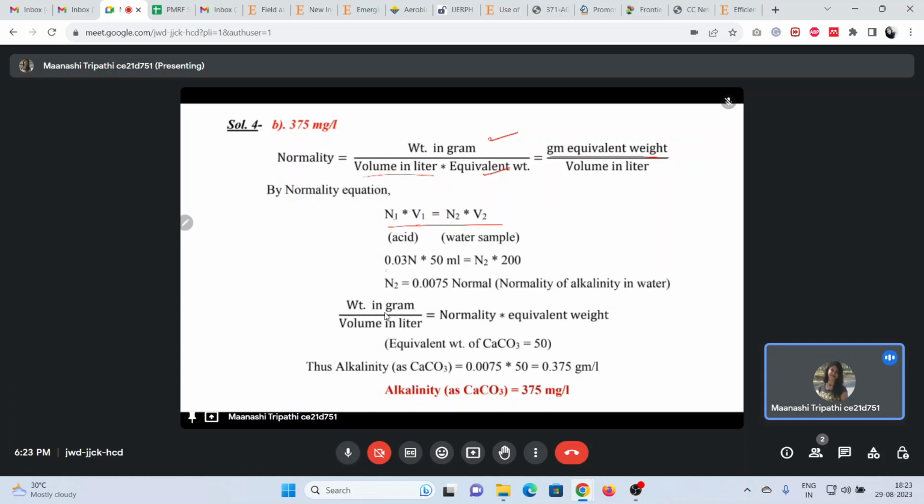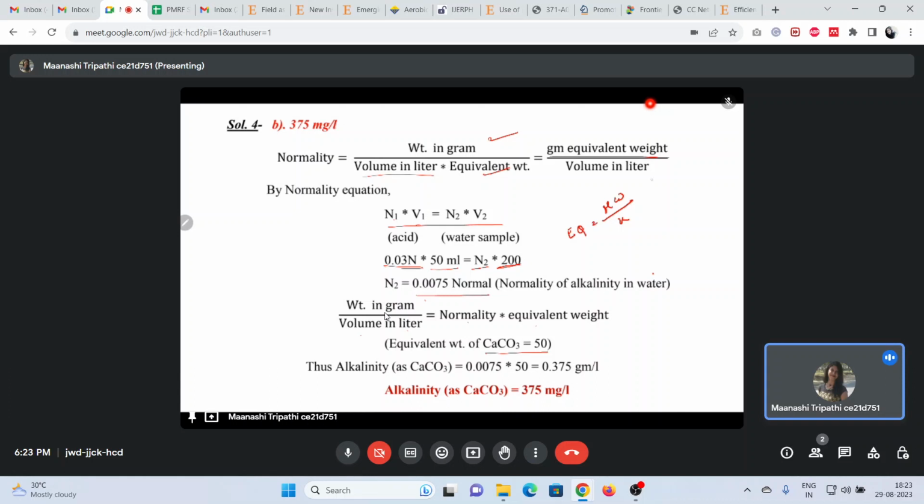The normality of acid is given for sulfuric acid, right? And how much is consumed? It is 50. Now we need to find the normality of the water sample, and how much volume was the water sample? 200. We got the normality. So weight in grams per volume in liter is equal to normality into equivalent weight, right? The equivalent weight of CaCO3 is 50. What is equivalent weight? Equivalent weight means molar weight divided by valency.